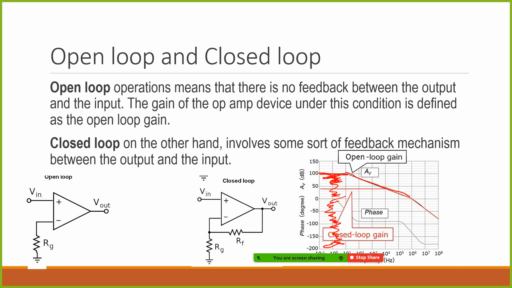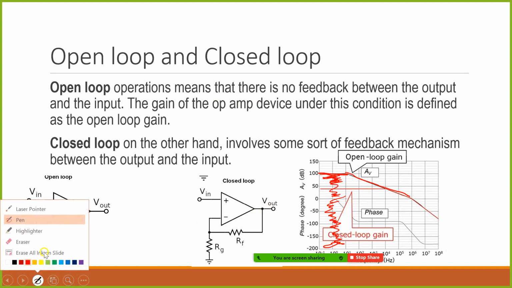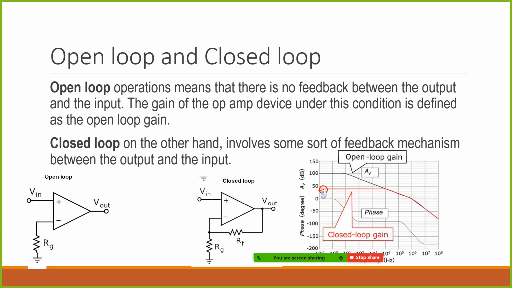Now, when the operational amplifier is in closed loop, which means that a portion of my output is sent back to the input, there are two things that happen. One, my bandwidth is much wider, which means that I have a much larger range of frequencies that can accumulate a gain of X amount. So when you look at this, here's my gain. My gain is constant for a much longer duration of frequencies.